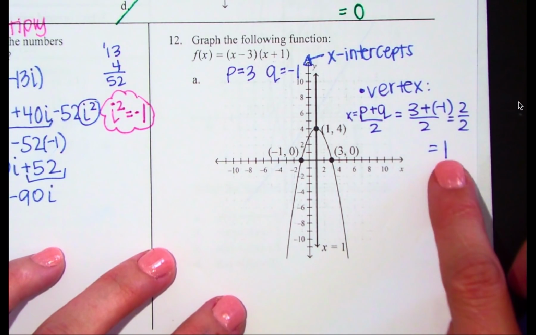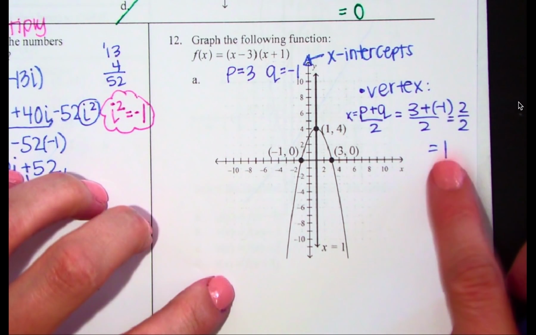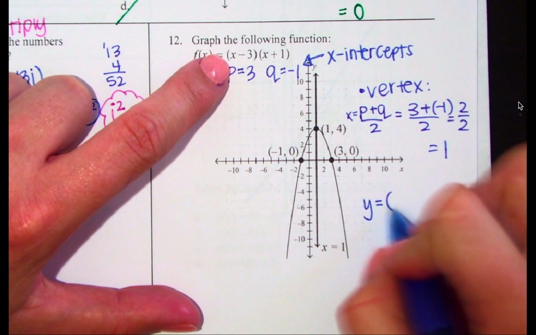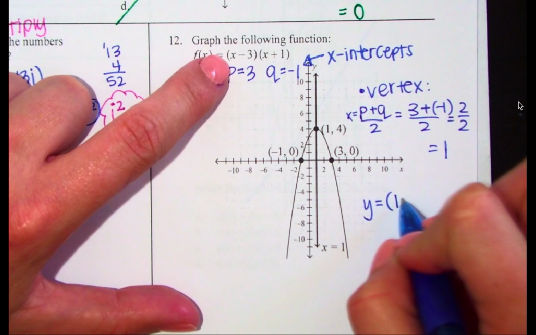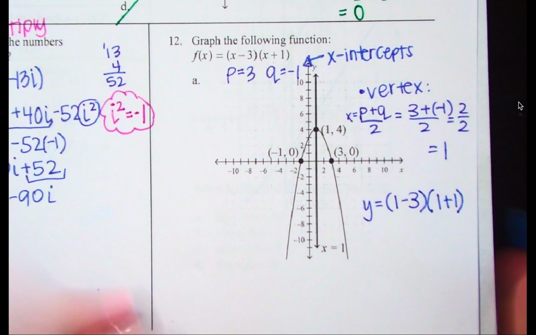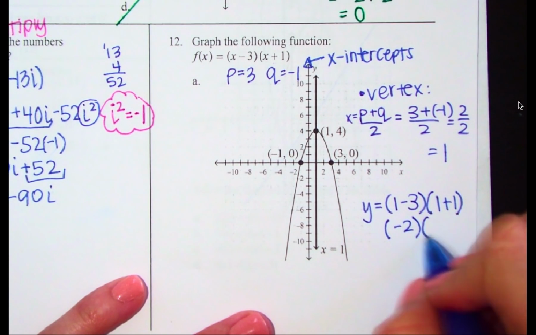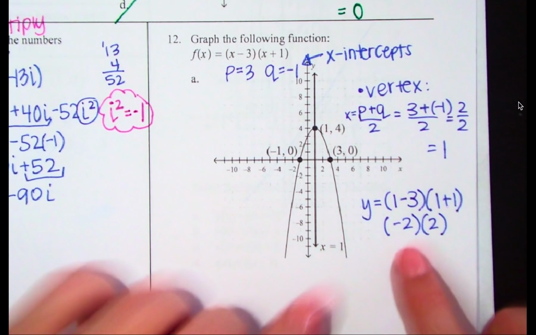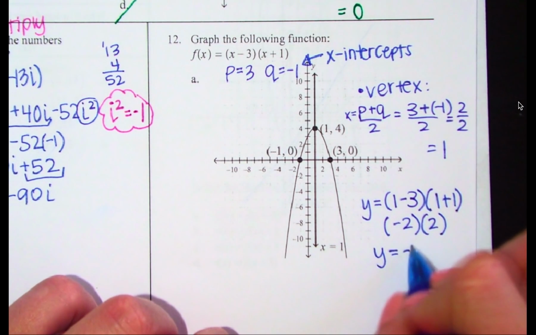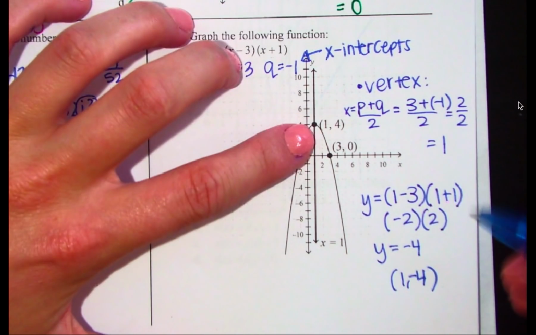So we have the x value, and just like what we've been talking about in this entire chapter, anytime you have the x value, you plug it into your equation to get the y value. So I'm plugging it in, 1 minus 3 times 1 plus 1. And then I'm going to simplify in my parentheses, negative 2 and 2. Parentheses, when they're right next to each other, mean multiply. So negative 2 times 2 is negative 4. My vertex is 1, negative 4, not 1, positive 4.